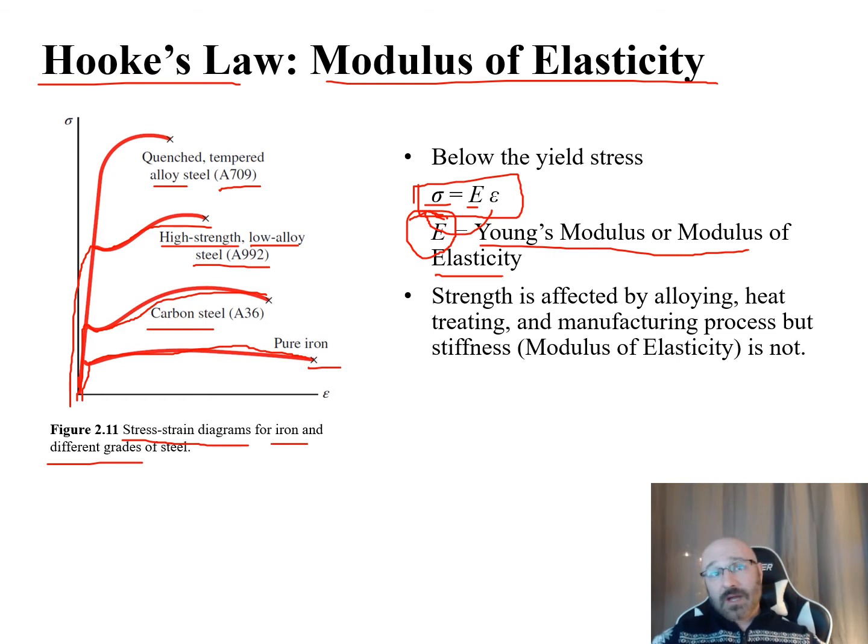And one thing that we can infer from this graph is that strength is going to be affected by alloying, heat treating, and manufacturing process, but not the stiffness. The modulus of elasticity is not. As we saw on that other graph, this linear region, this rise over run, is where we get our modulus of elasticity from. So even though our strength is affected by all of this for these different types of steel, our modulus of elasticity is not.